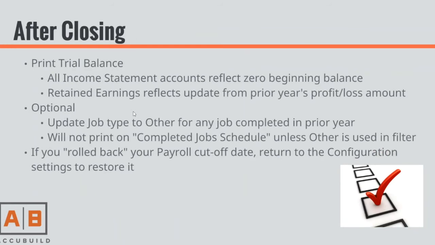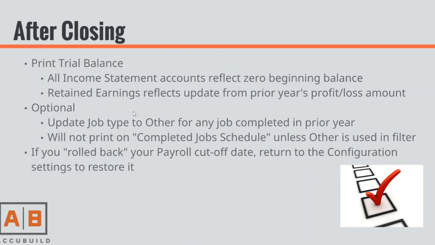Once the system is done with the closing process, there are some additional steps you'll want to perform. We suggest that you print a trial balance to confirm that all of your income statement accounts show a 0 beginning balance. Also, confirm that the retained earnings account was updated with the prior year's net income amount.